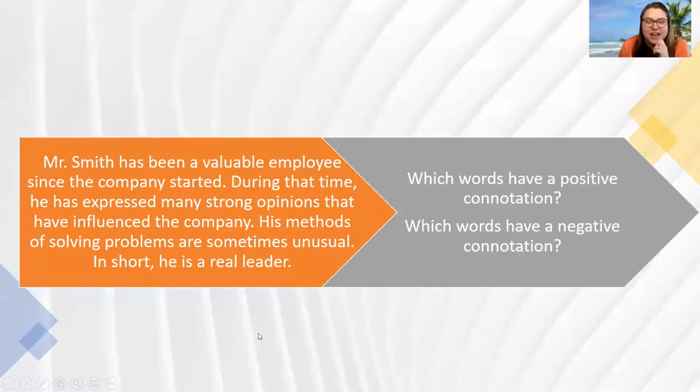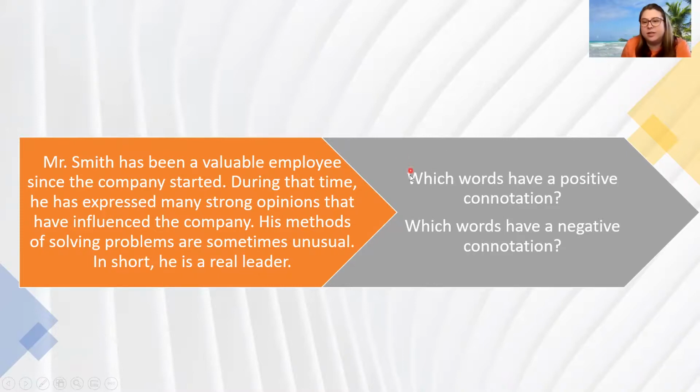Alrighty, so let's finish this up by doing a couple of examples to show you how context works with our connotations. We're going to read two reading passages, and we're going to look to identify the positive and negative words inside of each. So here's our first reading. Mr. Smith has been a valuable employee since the company started. During that time, he has expressed many strong opinions that have influenced the company. His methods of solving problems are sometimes unusual. In short, he is a real leader.